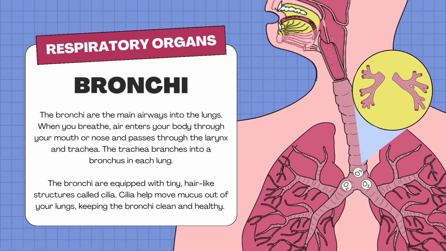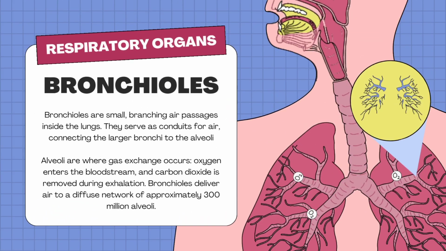And bronchi. The bronchi are main airways to the lungs. When you breathe, air enters your body through your mouth and nose and passes through your larynx and trachea. The trachea branches into a bronchus in each lung. Bronchioles are small branching air passages inside the lung. They serve as conduits for the air, connecting the larger bronchi to the alveoli.